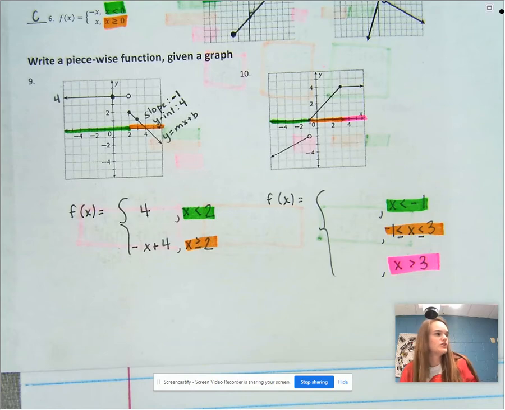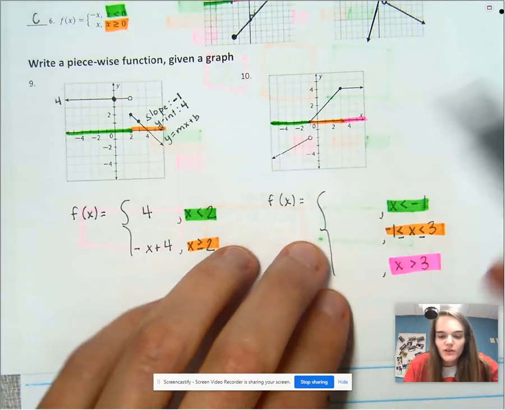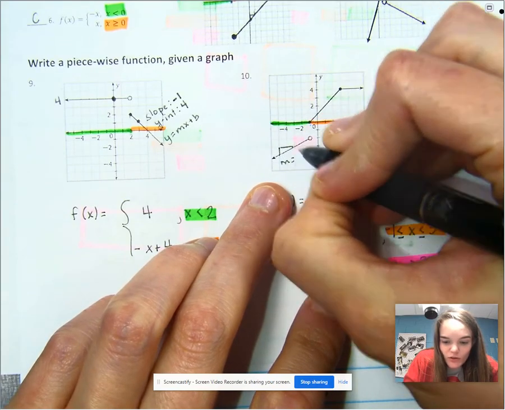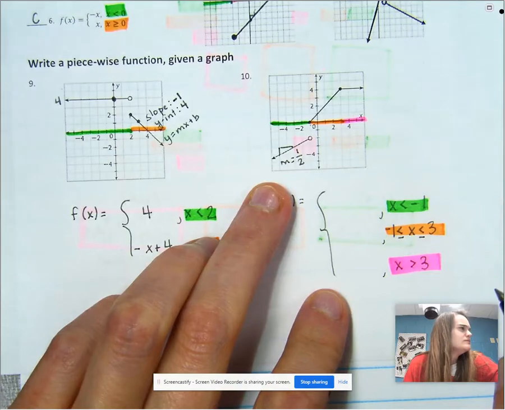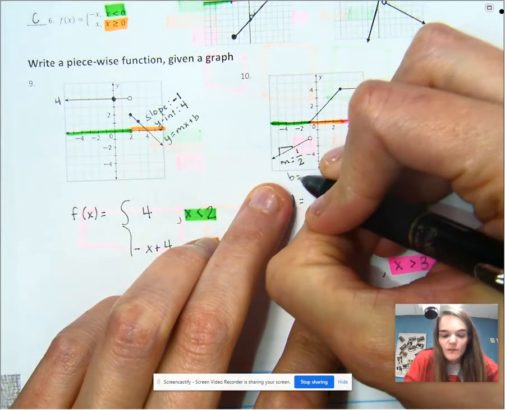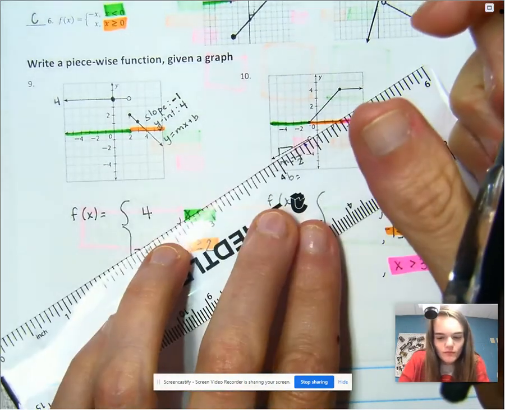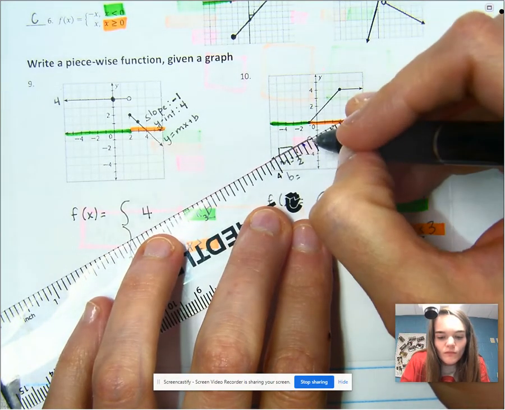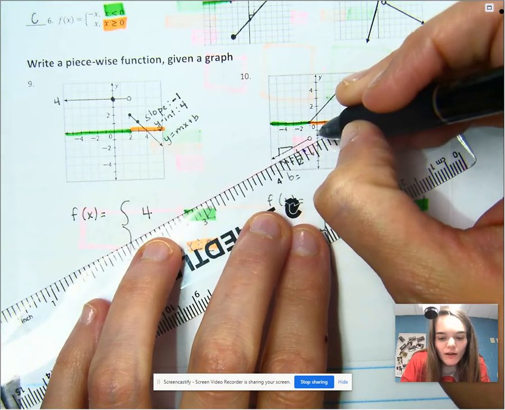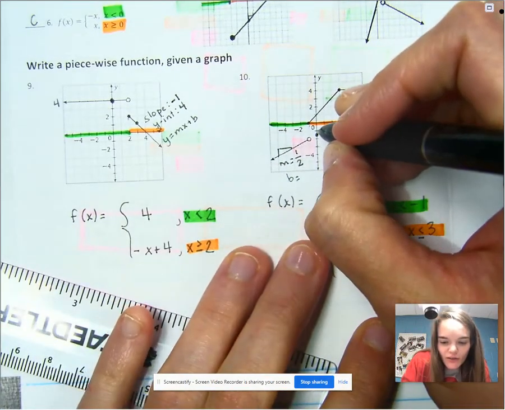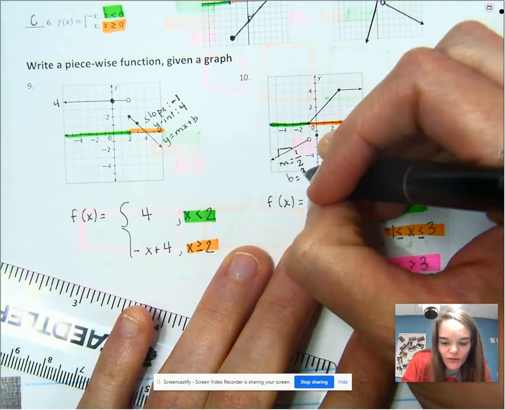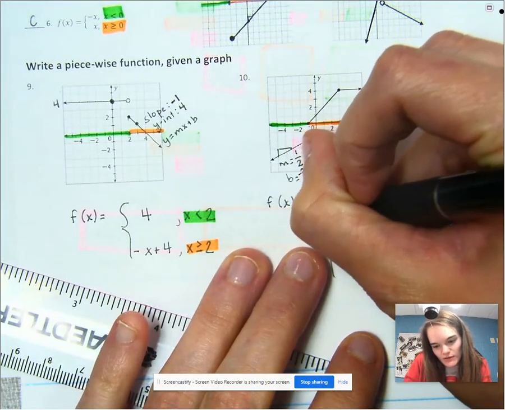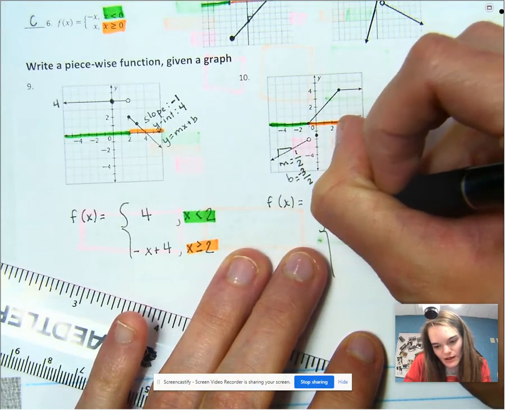Now we need to write the functions. This function, this slope, up 1 over 2 is 1/2. The y-intercept is right here. That is at 3/2, -3/2, or -1.5, either one. So 1/2 x minus 3/2.